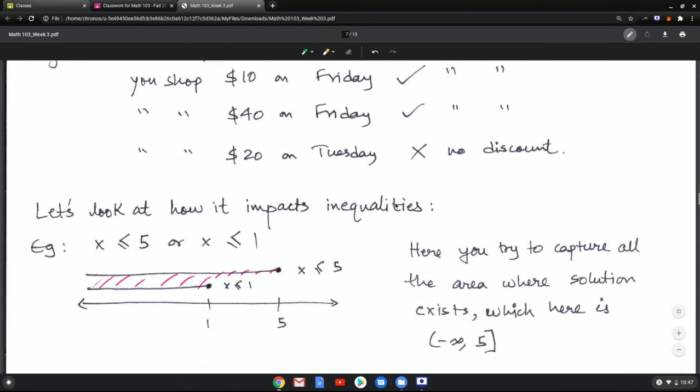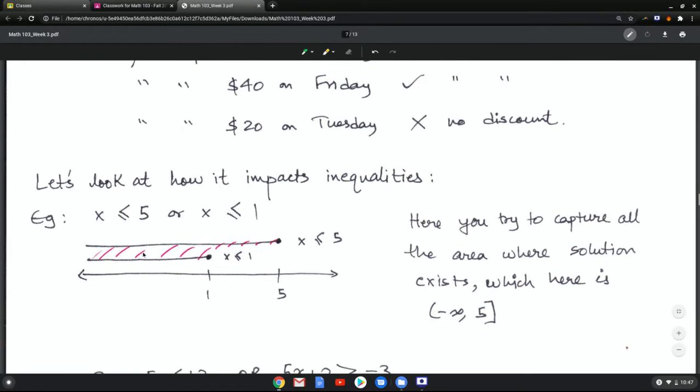Let's look at how it impacts inequalities. Let's say x is less than or equal to 5 or x is less than or equal to 1. Here, if you try to capture all the area where the solution exists, which is negative infinity to 5. So instead of finding the common area, you find all the places where the solution exists. So it exists in all of this, and then it exists here too because one of them is satisfied. So it becomes negative infinity to 5 included.